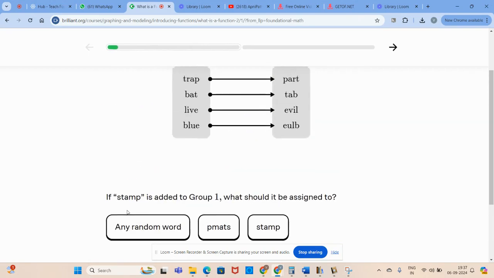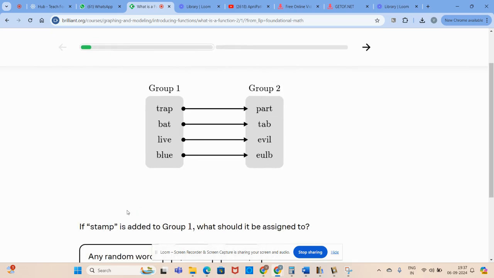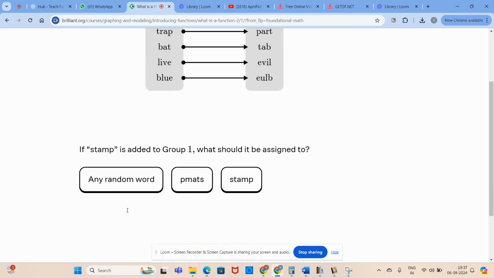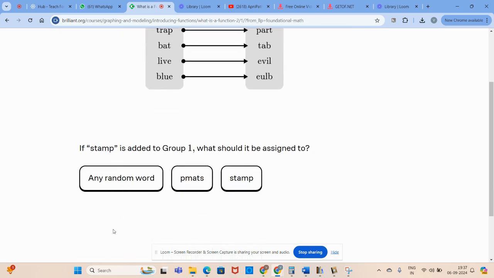Now, if you see the groups over here, if you see a pattern, you will be able to see, and I hope you have found this out, that the letters in group 1 and group 2 are written in reverse. So each word in group 1 is mapped to a word in group 2, which is just the letters written in reverse. So let's say if we are adding stamp in group 1, then the word that it should be assigned to is PMATS, which is just the reverse of STAMP.